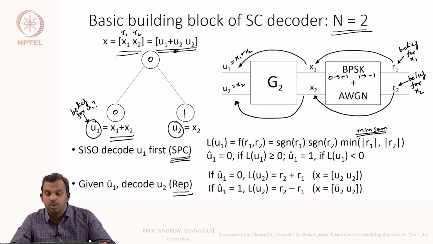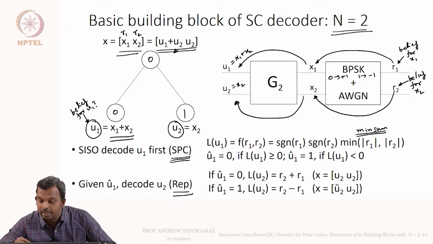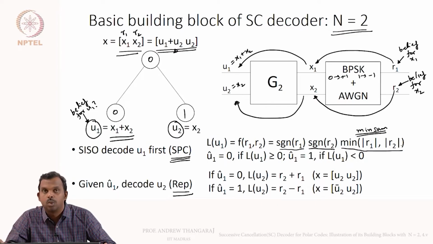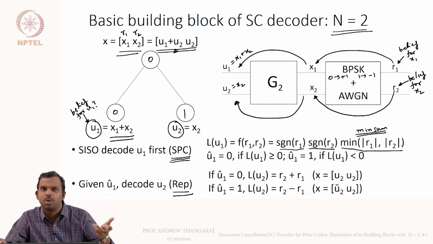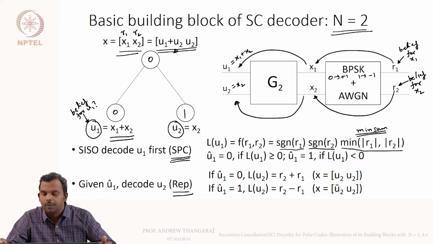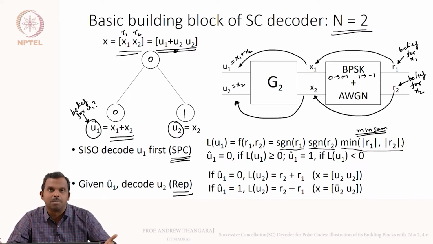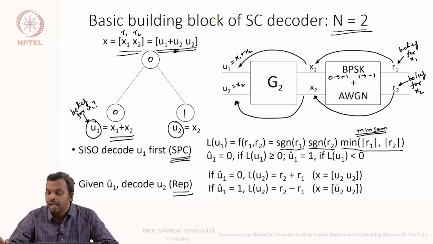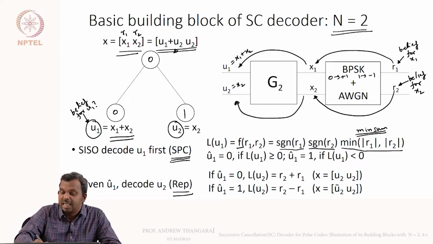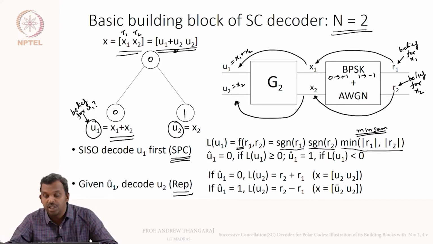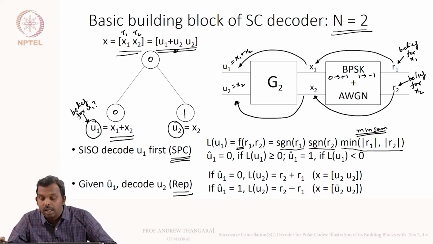How do I use the min sum method? I'll take the sign of R1, multiply with the sign of R2, and then take the minimum of the two absolute values. You can also use the tanh and log tanh and get more accurate soft information based on the XOR if you like, but let's use min sum. We've seen min sum is close enough, and this min sum function I will call f. Note this notation.